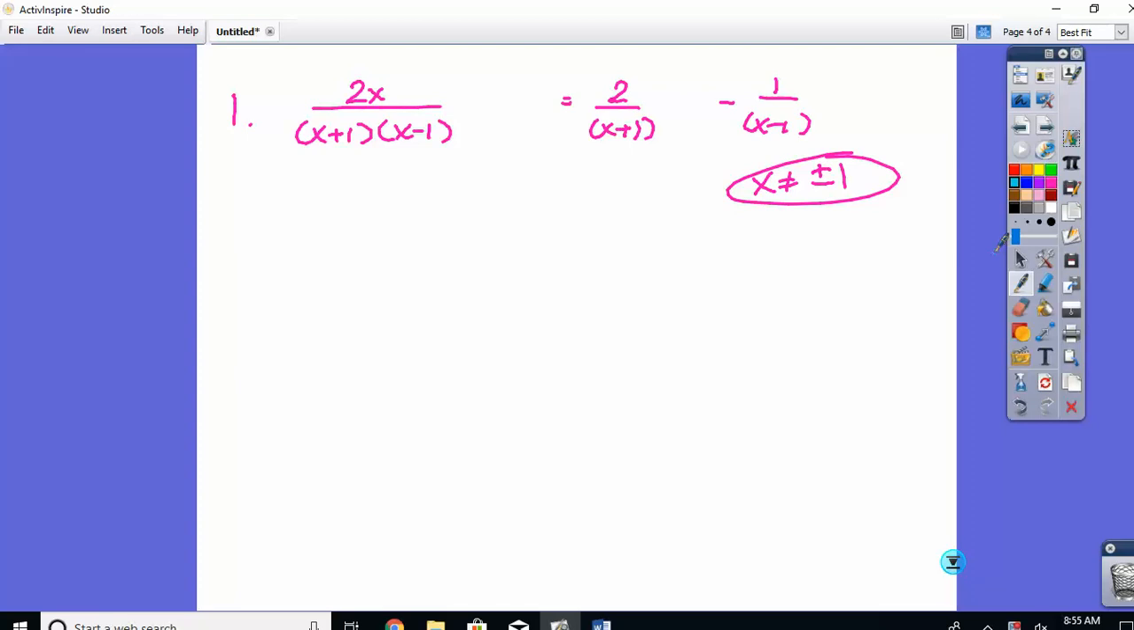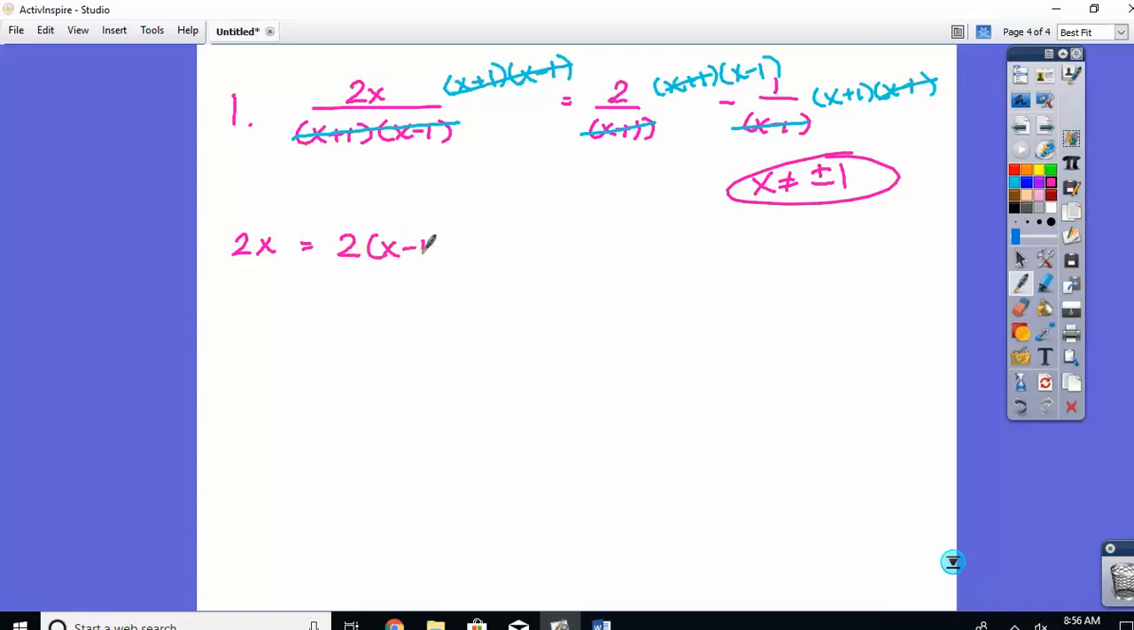Okay, now since it's an equation, we can multiply by whatever we want. So we just multiplied by everything on the bottom, which in this case is an x plus 1, x minus 1. So in the first fraction, everything cancels. In the second one, we can drop. And the last one? Okay. So we are left with 2x equals 2 times x minus 1 minus 1 times x plus 1.